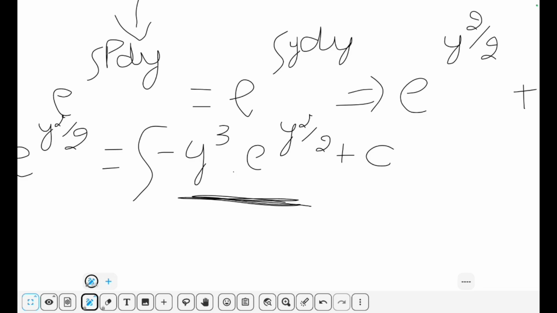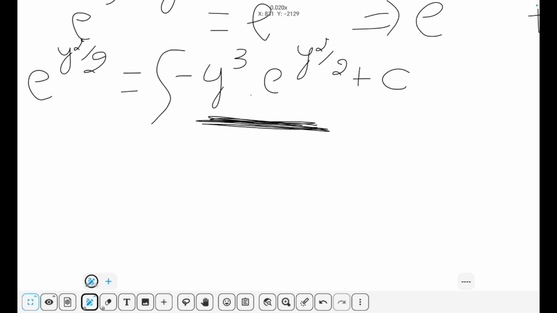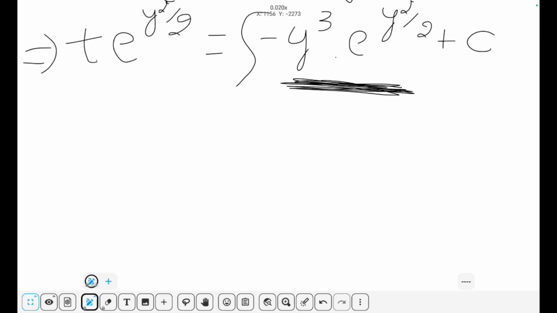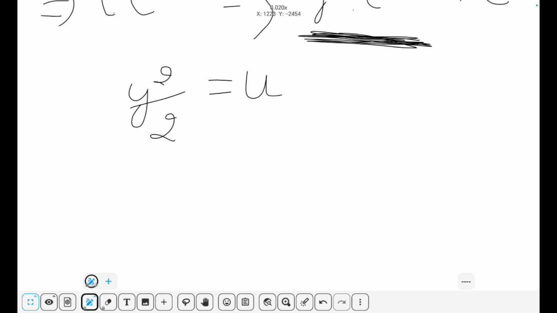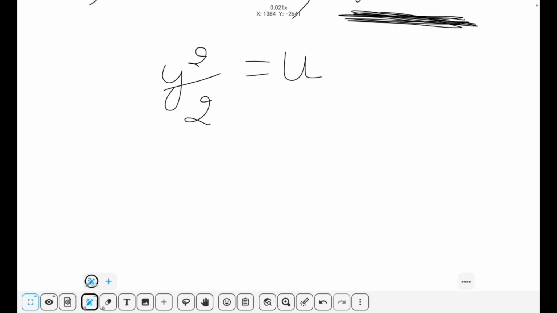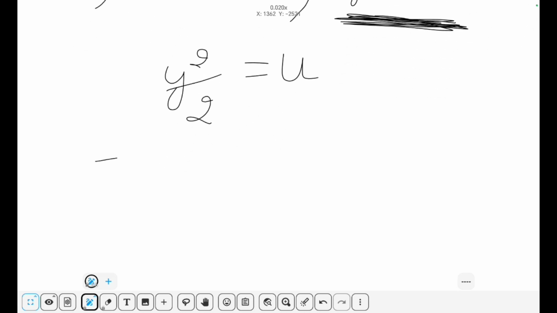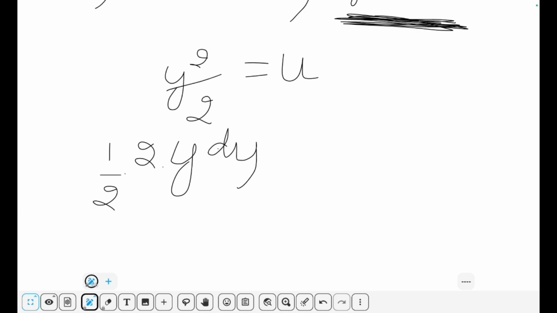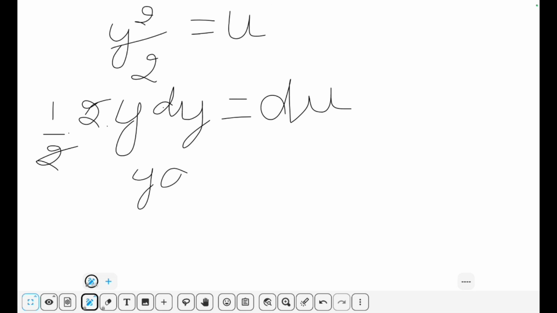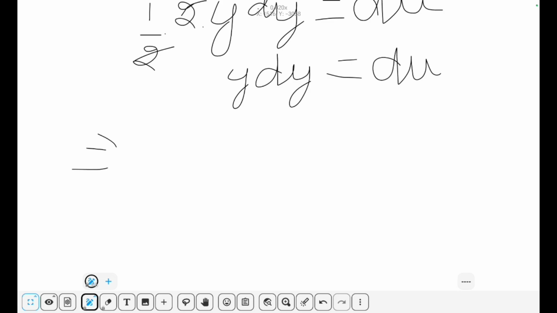The simplification of this becomes very complex, so let us do it by the substitution method. Let us take y²/2 as u, again a variable for our convenience. And now let us differentiate with respect to y. That becomes 1/2 into 2y into dy equals du. So 2 gets cancelled out, so y dy will be du. Now let us substitute that.